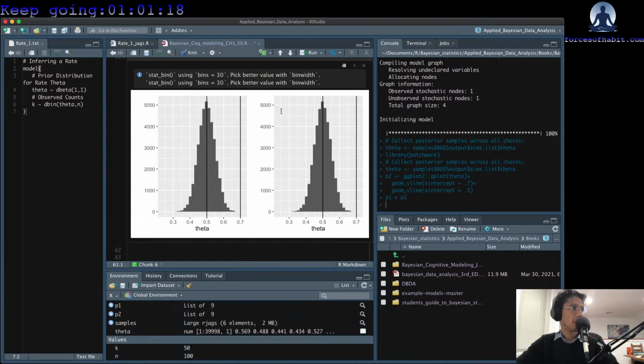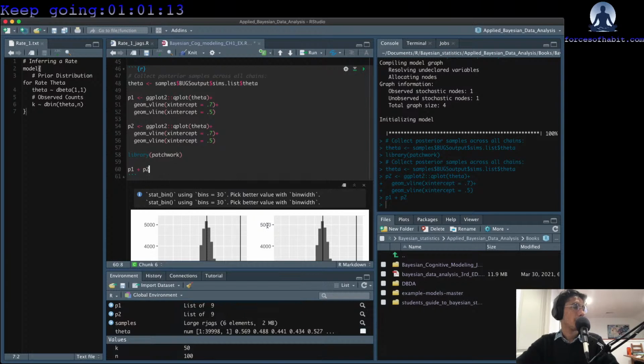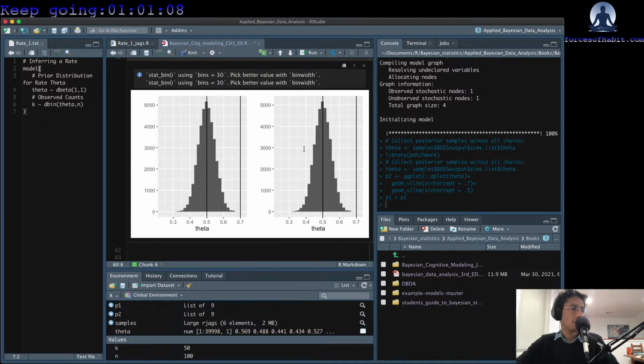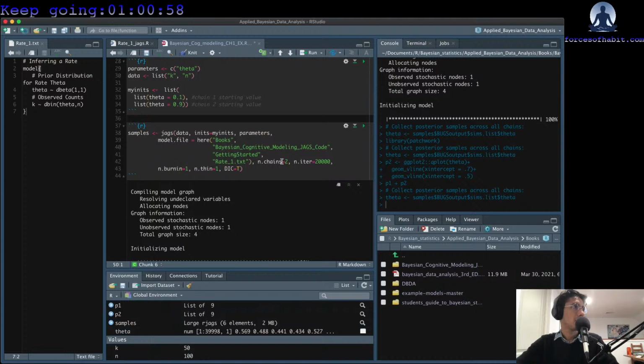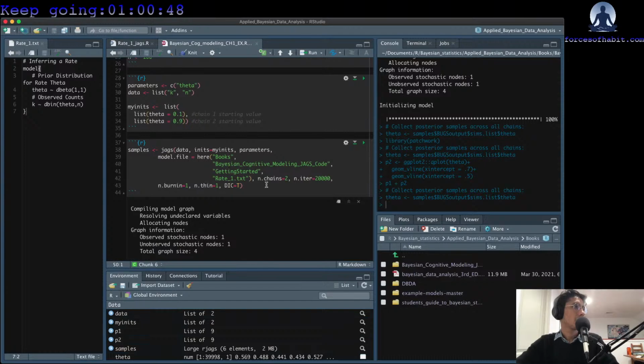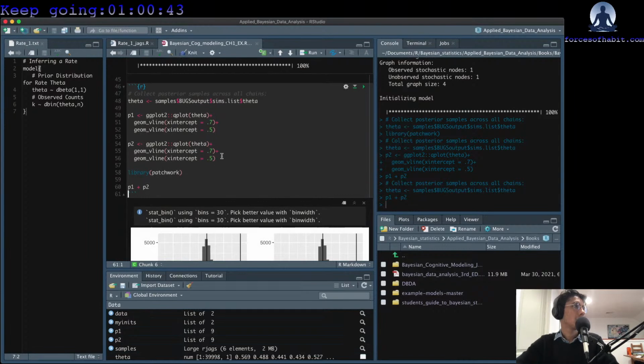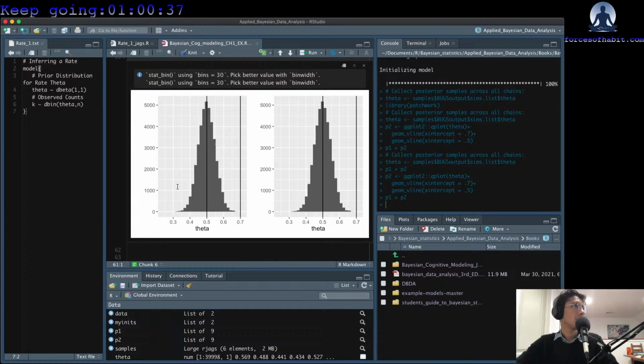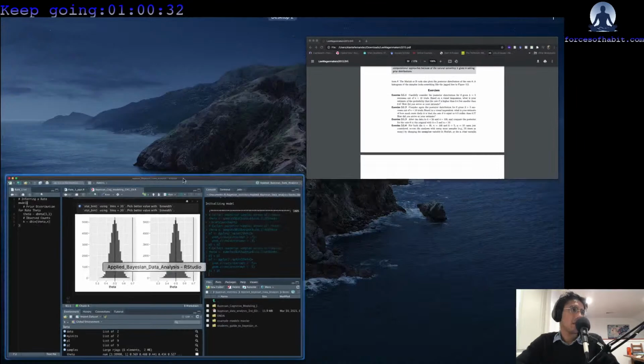And P1, P2, I guess we can get some labels. I don't remember the syntax for labels. It's not important. P1 is on the left, P2 on the right. So it doesn't look that different, if different at all. Check my code. Yeah, looks the same. Looks like our intuition was right here. It's pretty precise either way.